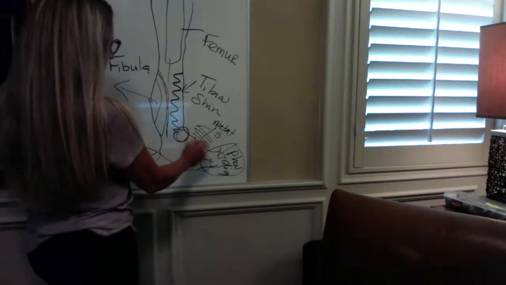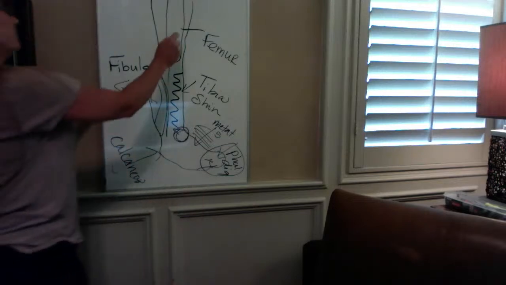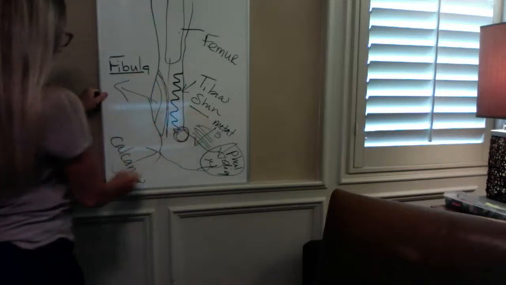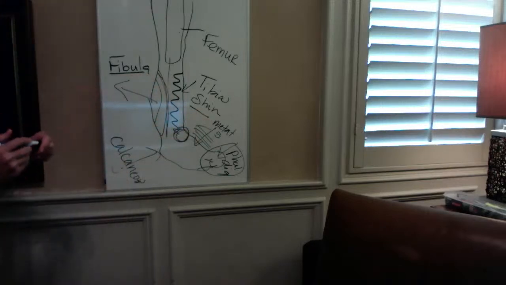5 long slender bones on the top of the foot, 1 big, very, very strong bone, calf bone, shin bone, heel bone.